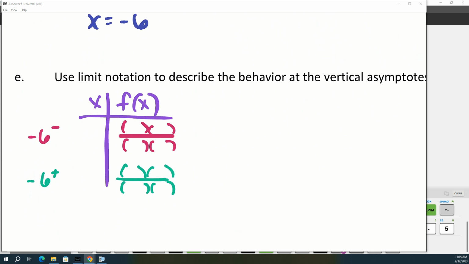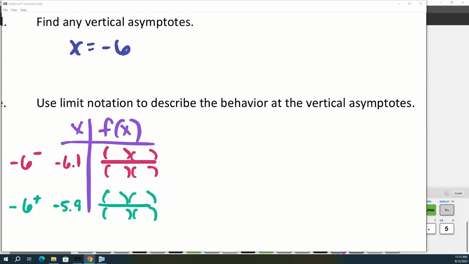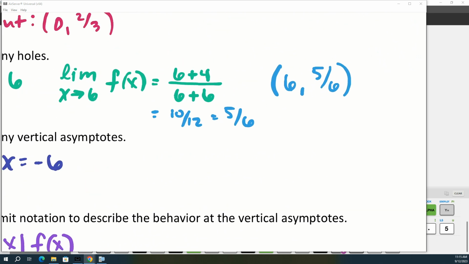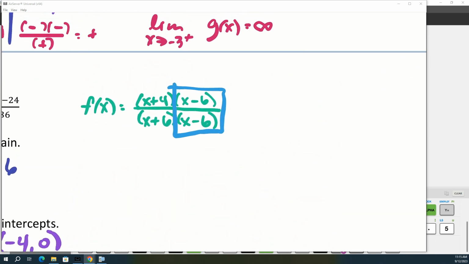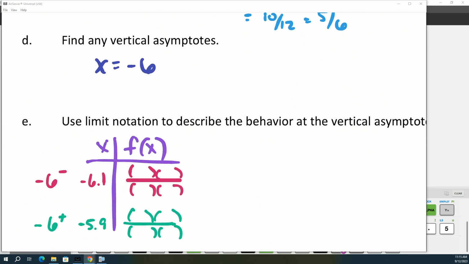Okay, so when it's a negative, just take a second to think a little bit more about what's on the left and what's on the right, just to save yourself some time later. All right, so I'm going to take my factored form, and I'm just going to plug in -6.1.